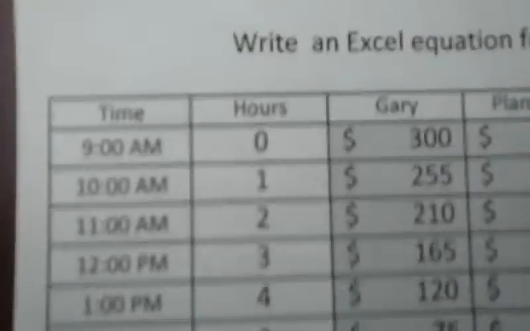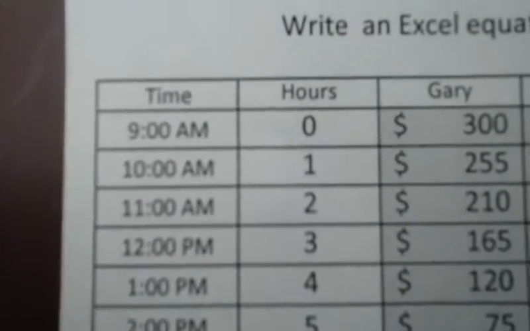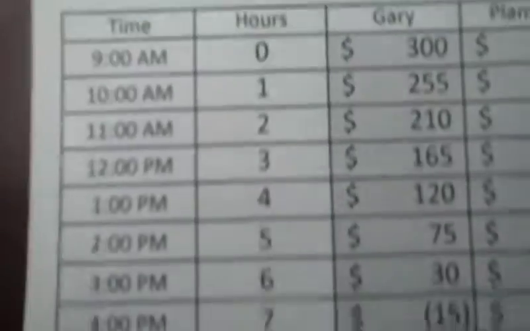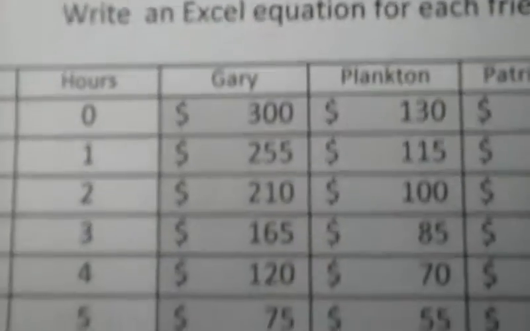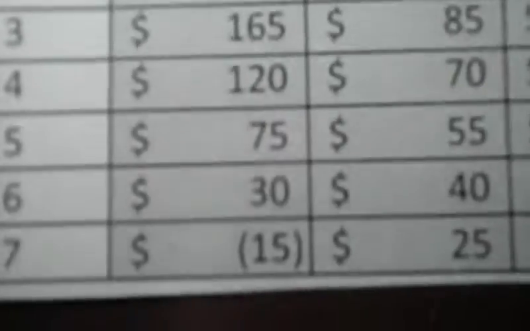And from that, we build a table. Our table is set up to show the hours as the time of day goes by. So from 9 o'clock to 4 p.m., the hours go from 0 to 7. And as the hours go by, Gary spends money, Plankton spends money, and Patrick Star spends money. And who's going to run out first? Well, looking at the table, we can tell that Gary gets down to -15 at the end of the 7th hour. That means he runs out of money between 6 and 7 hours.